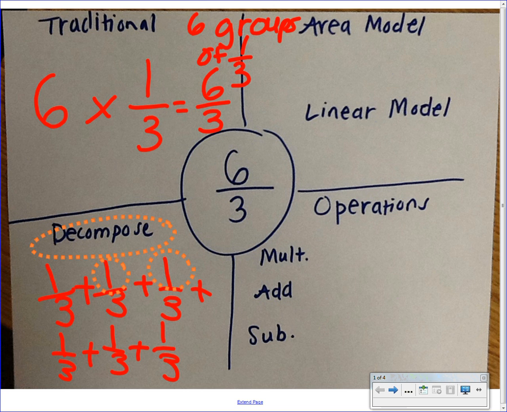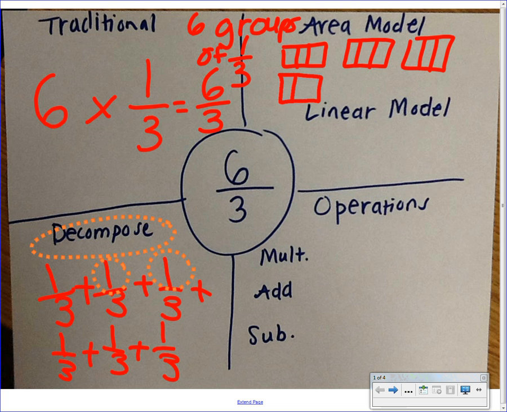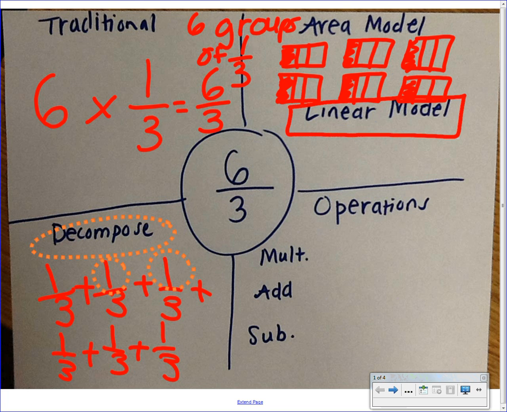Then we have to think about how we can make an area model that would display 6 groups of 1/3. We need to make 6 rectangles, split them into thirds, and remember, each one is going to display 1/3. So you color in one of each. And this is how we would draw an area model for 6 groups of 1/3. I want us to hold off on this linear model. We're going to come back to that.